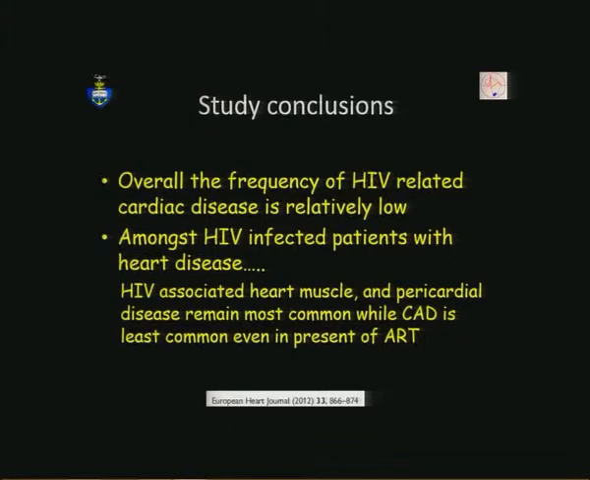So what do we learn from these three modern prospective cohorts? It looks like relative to what was suggested in the 90s, the frequency of HIV-related cardiac disease is relatively low. But amongst HIV-infected patients with heart disease, heart muscle disease and pericardial disease remain the most common, while ischemic heart disease is the least common, even in the presence of ART. This, of course, being relevant because in the developed world, it is ART-related coronary artery disease that is most described.